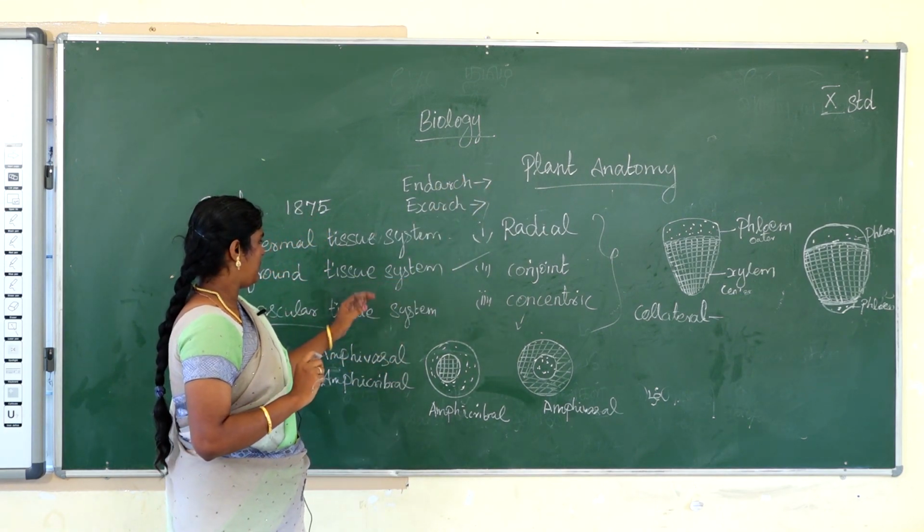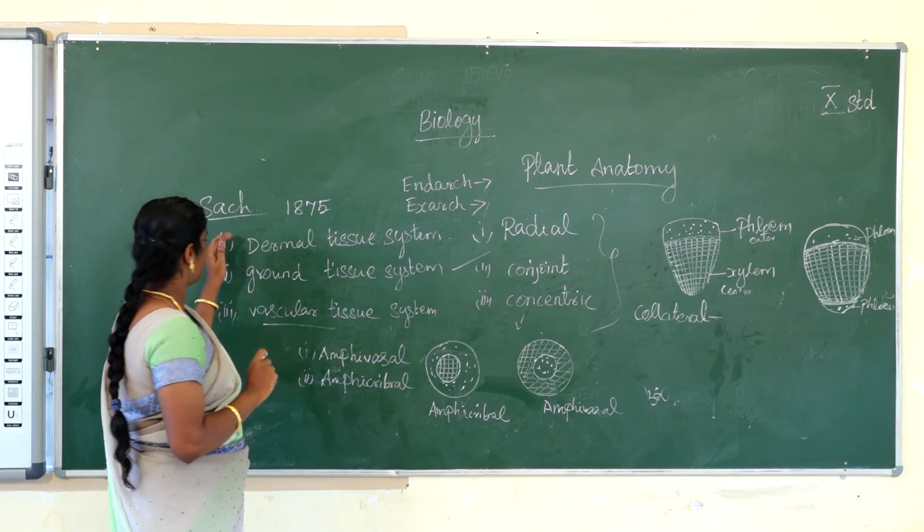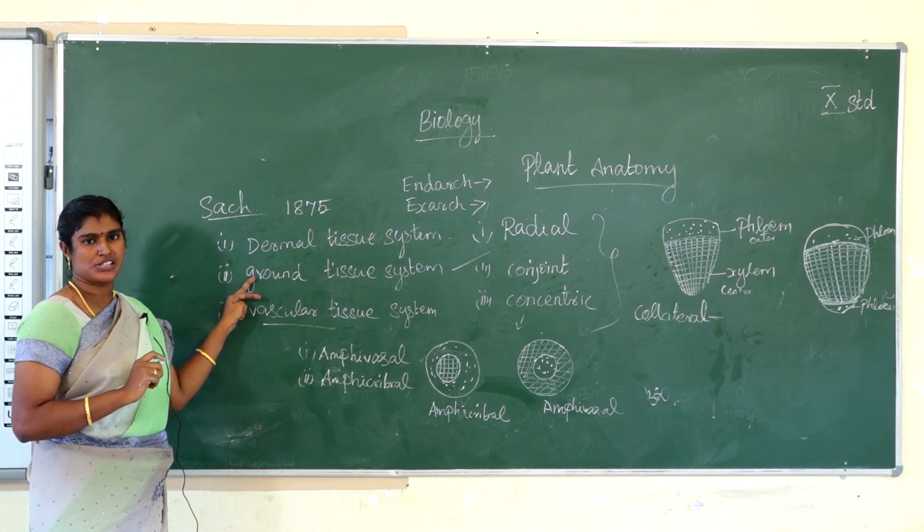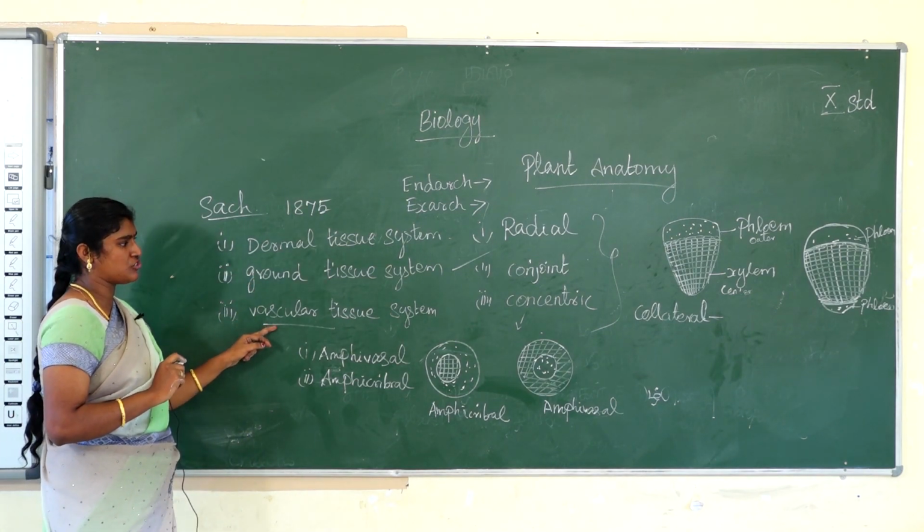So, plant anatomy is the main important thing. It includes the dermal tissue system, ground tissue system, and last one, the vascular tissue system. Thank you.